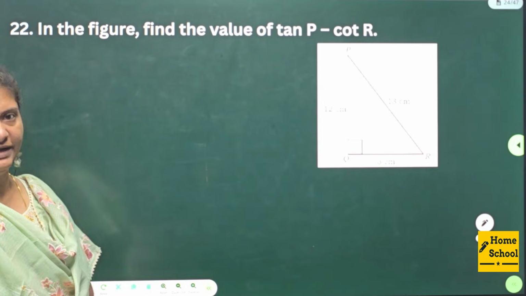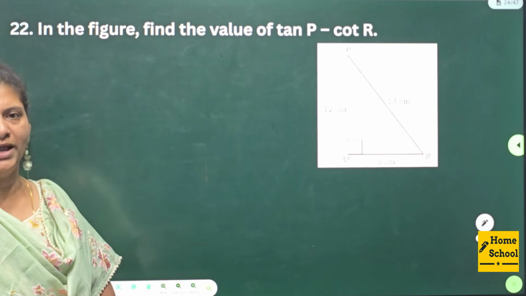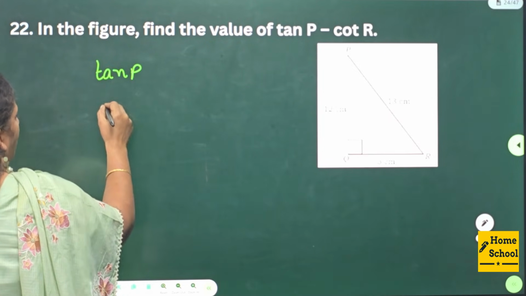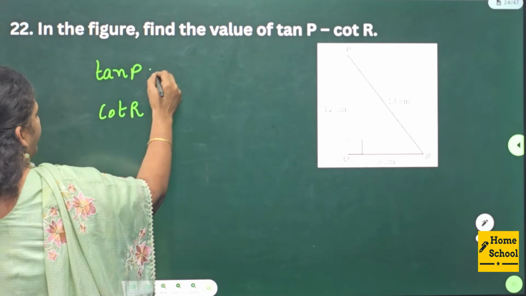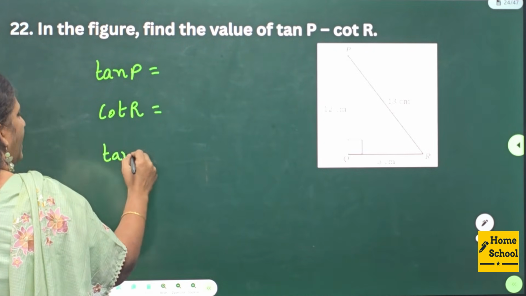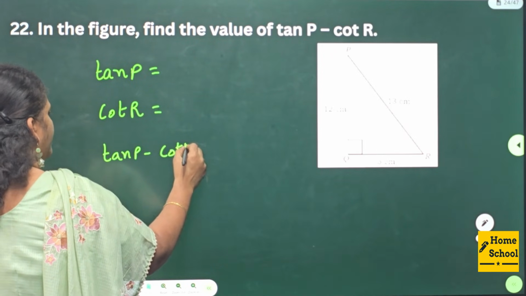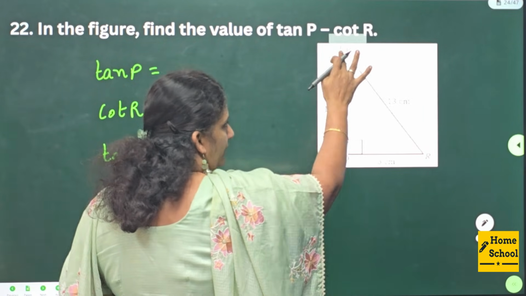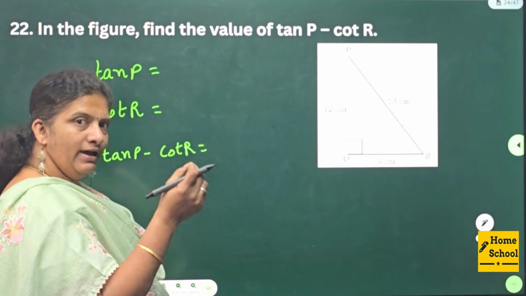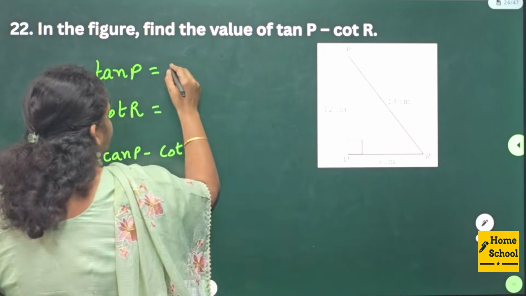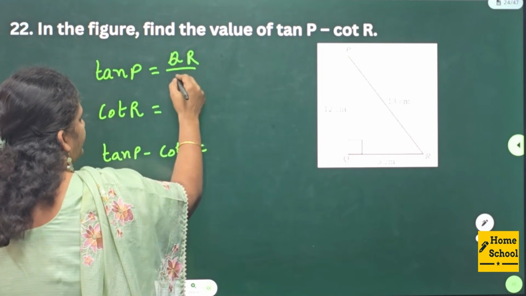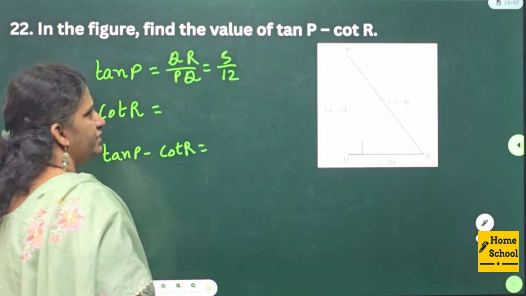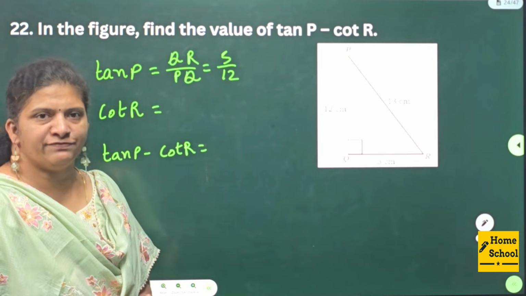Okay. The 22nd. In the figure, find the value of tan p minus cot r. First we are going to find this separately. Tan p minus cot r is equal to is your question. Now tan p, observe from p point. Tan, what is the ratio? Opposite by adjacent. For tan p, opposite is QR, adjacent is PQ. What is QR? 5. PQ is 12. Tan p value is 5 by 12.